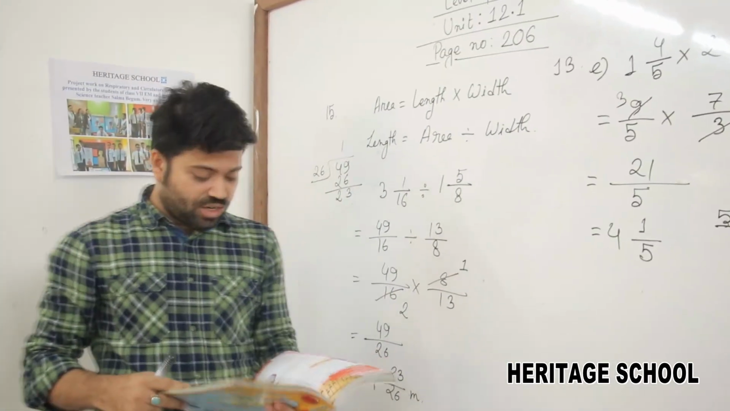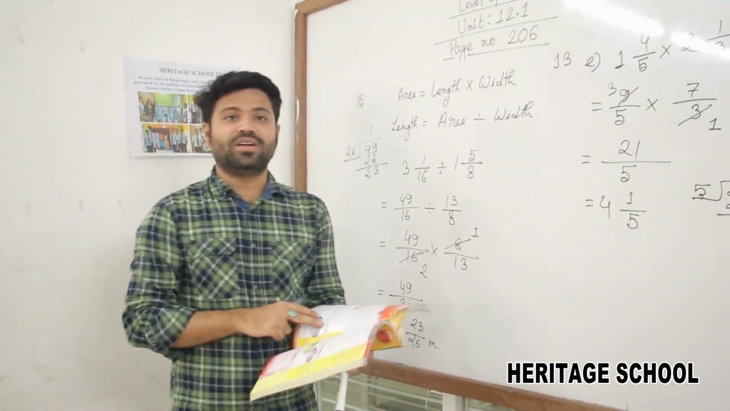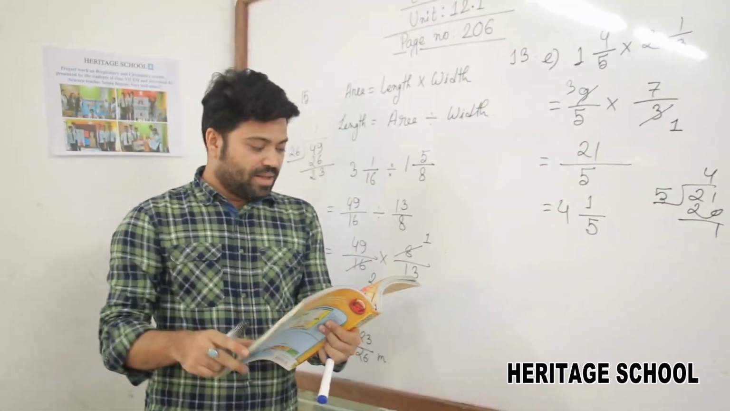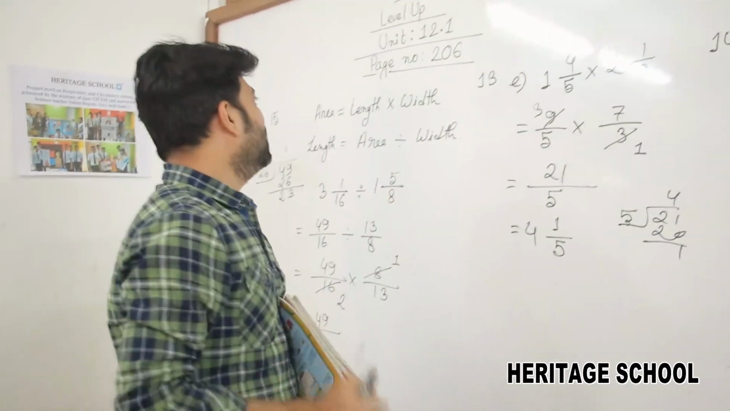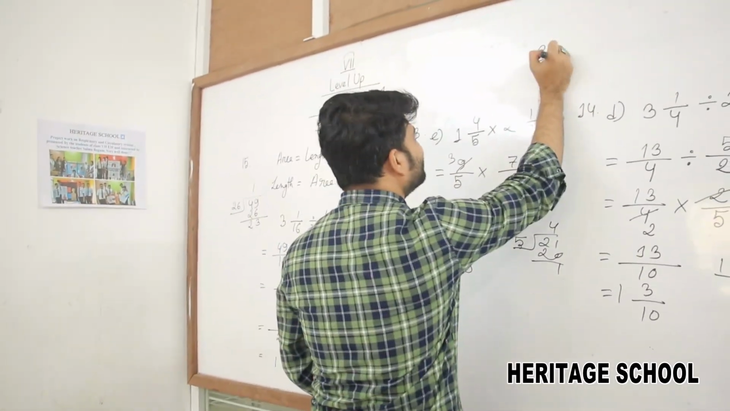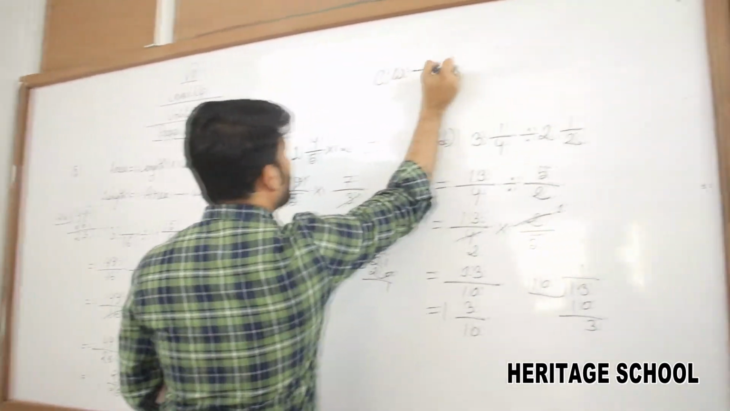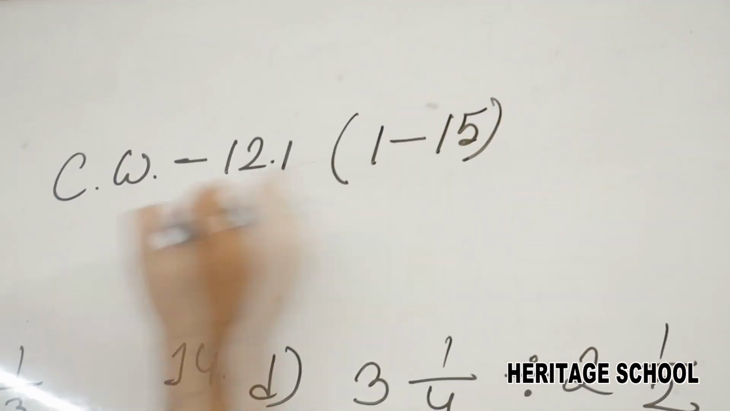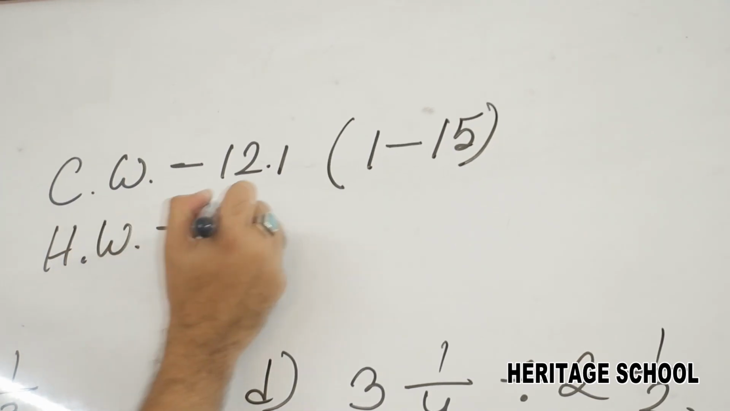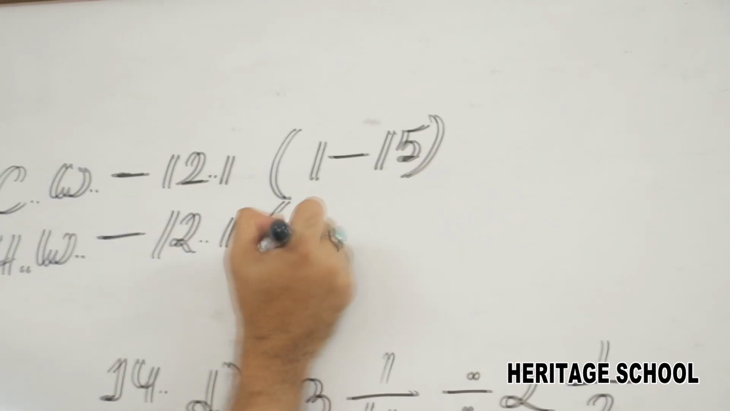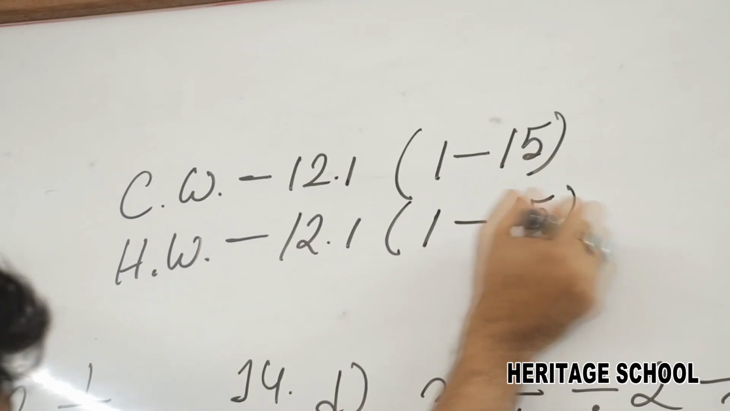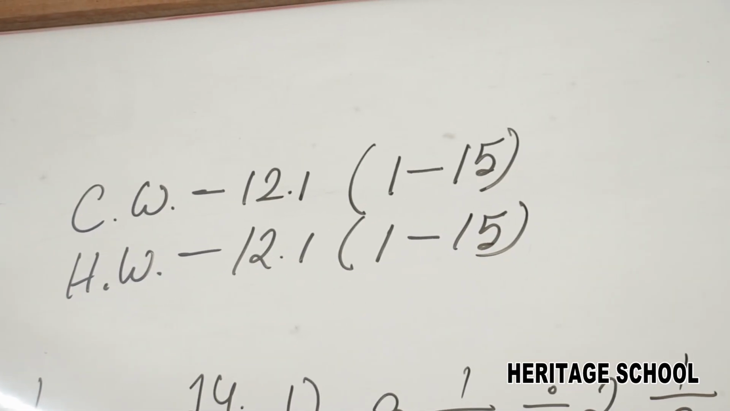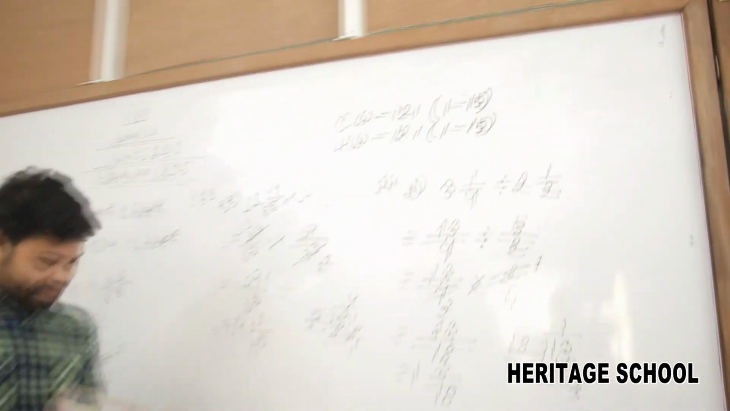We have solved the whole chapter. I think you can solve the rest of the maths of this chapter. So your classwork, we have done 12.1, 1 to 15, and we have to solve all maths from this chapter. 12.1, 1 to 15. It's your homework.